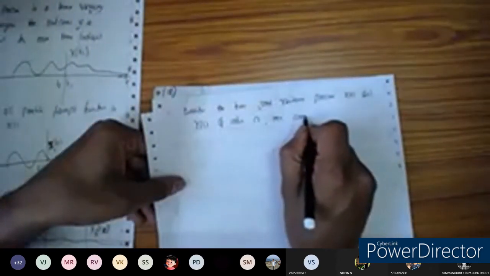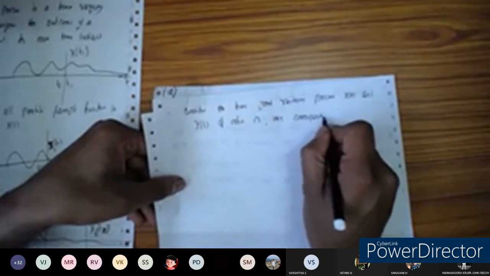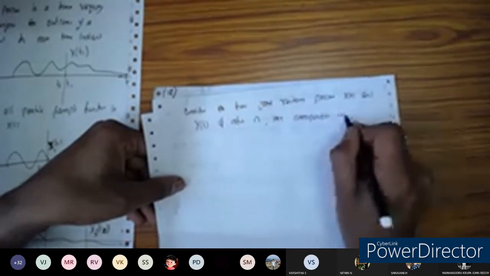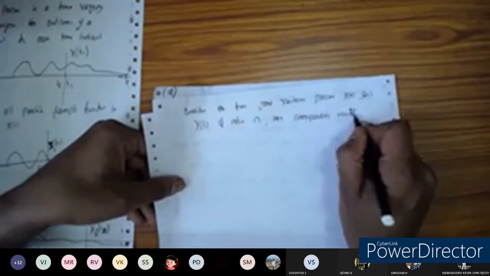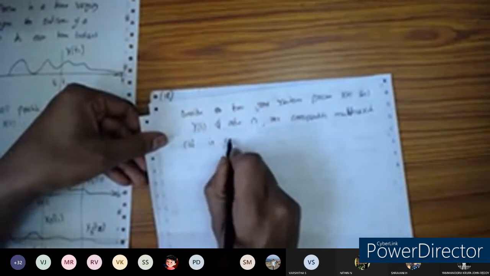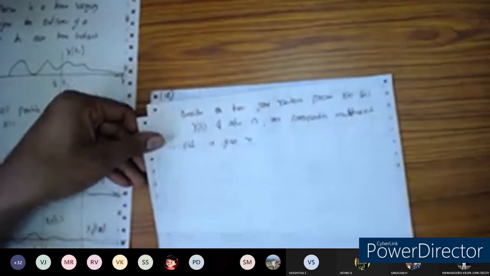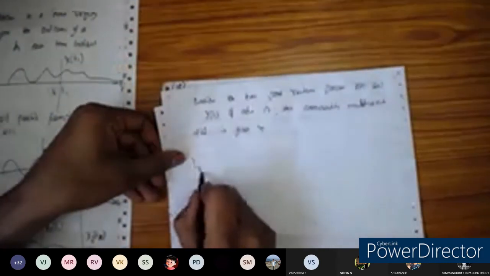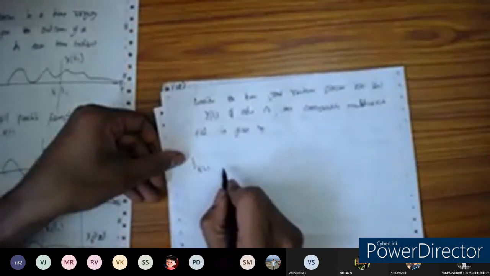The corresponding multivariate PDF is given by... So it will be defined like this here. So it is f of x of t1.